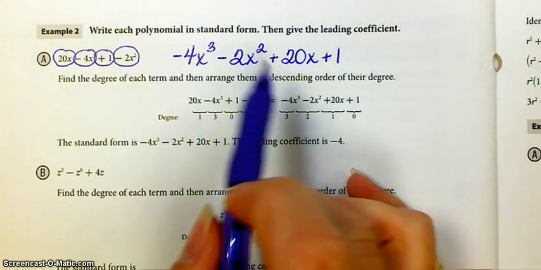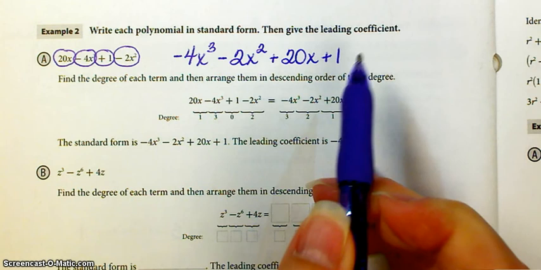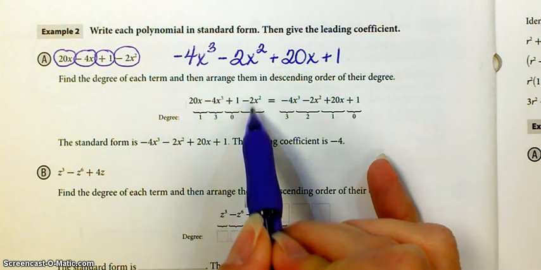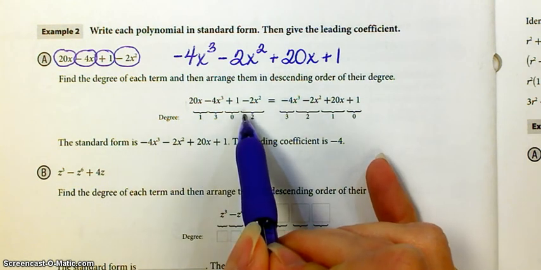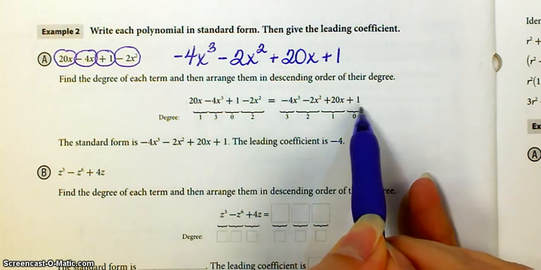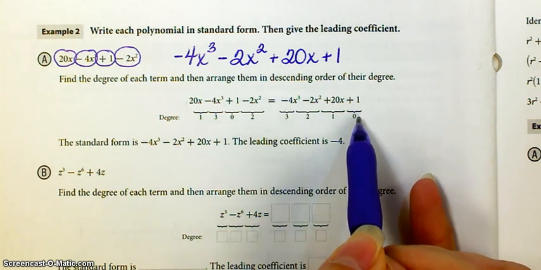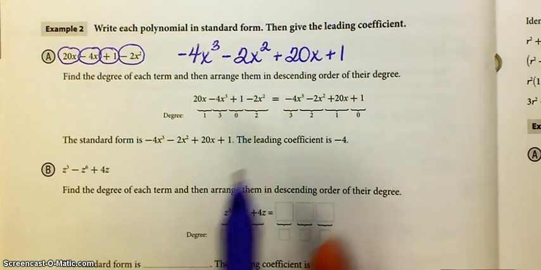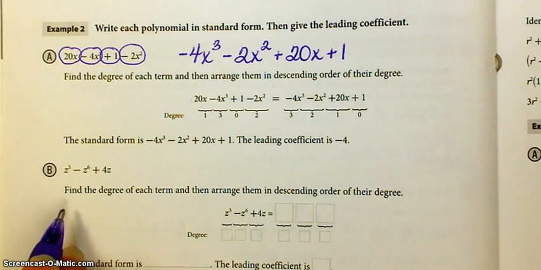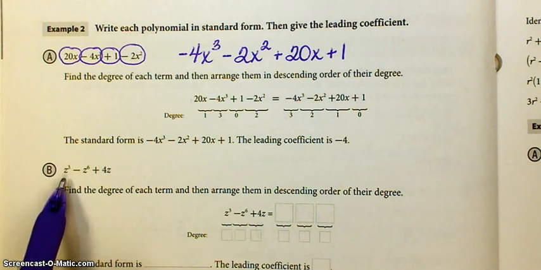But anyway, we list them from greatest to least degree. So here they were in that random order. And when we write them in order of decreasing degree from left to right, then we've written them in standard form. Find the degree of each term and then arrange them in descending order of their degree.